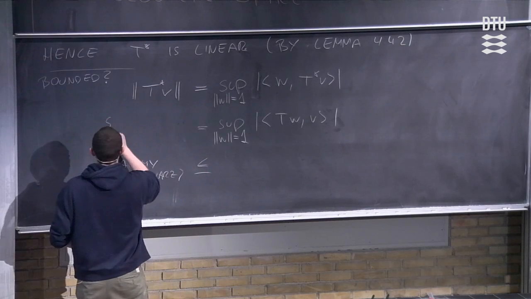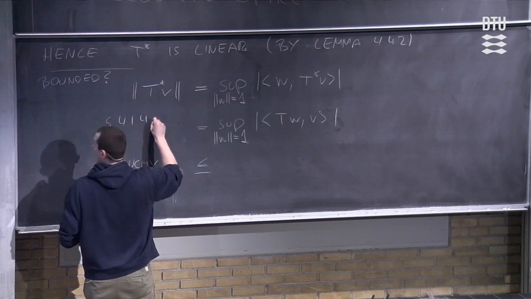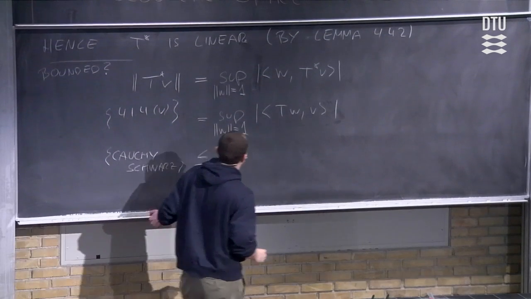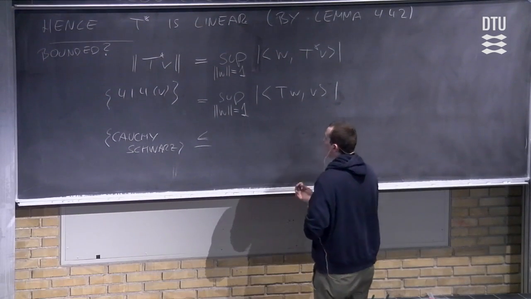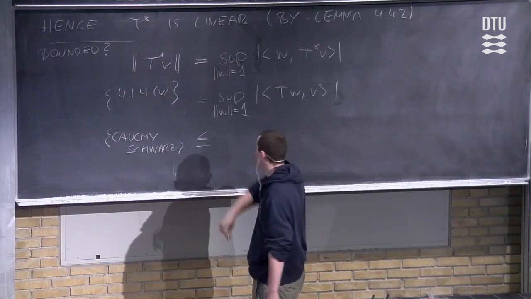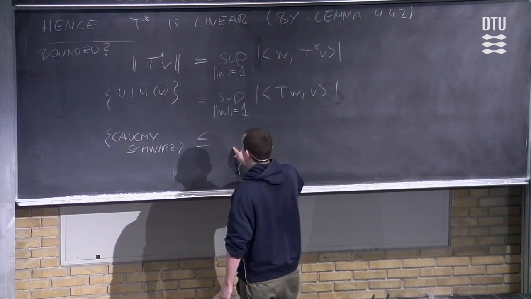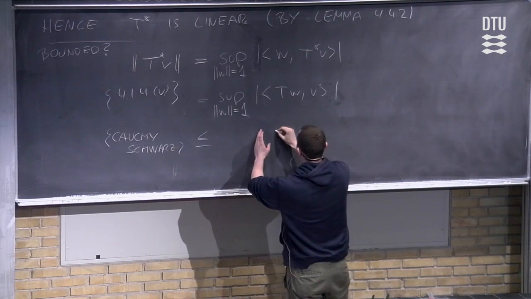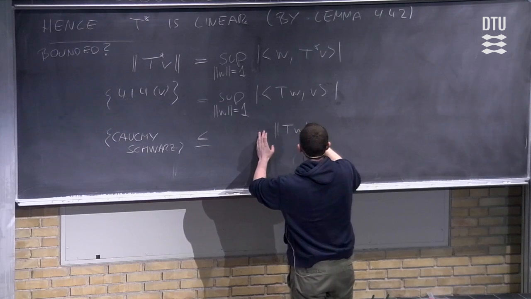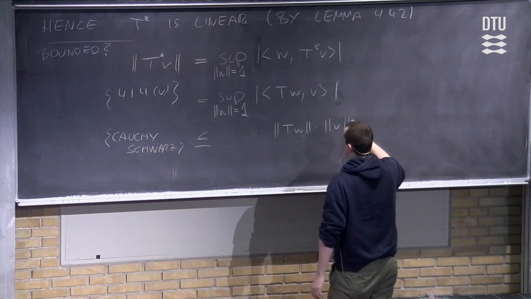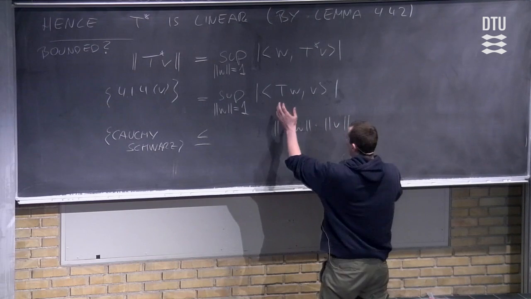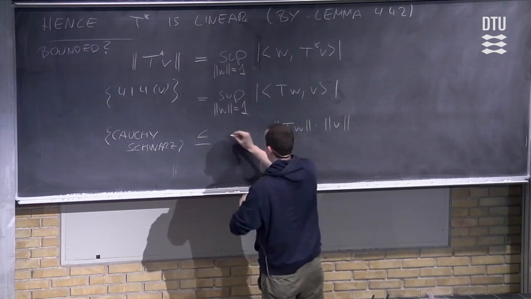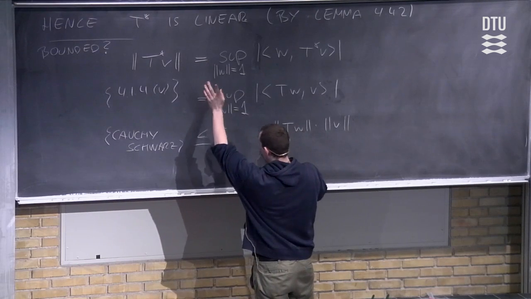So let's say here, this is Cauchy-Schwarz. This up here was 4.14.5. So, okay, by Cauchy-Schwarz, that's the uppermost inequality here. We know that whatever is in here is less than or equal to the norm of TW times the norm of V. And because this number here is bigger or equal than this, then the supremum of all of them will also be bigger or equal to this.